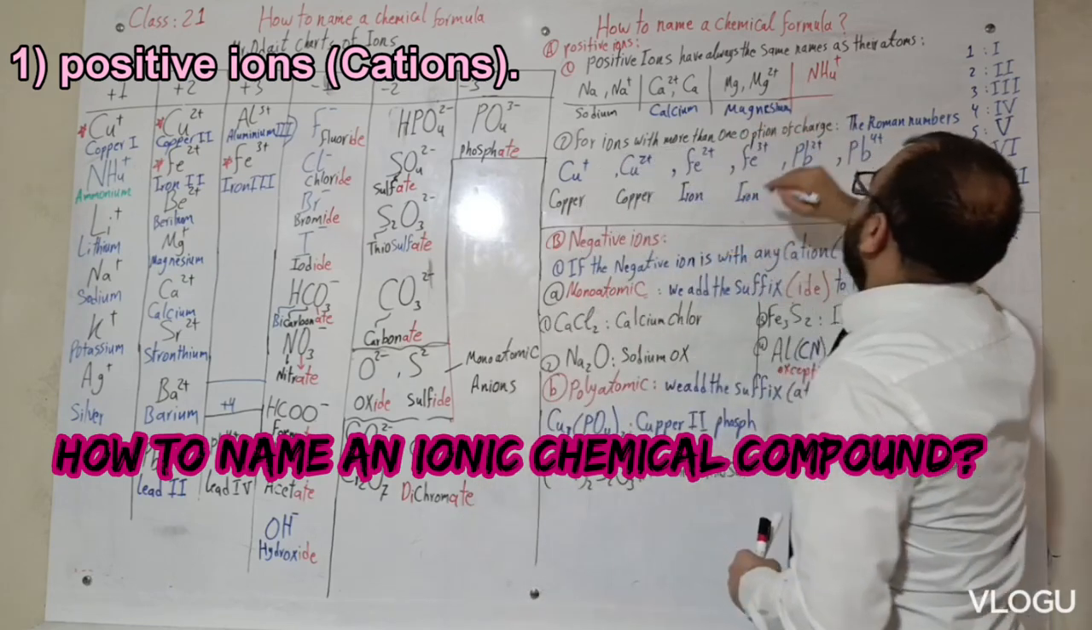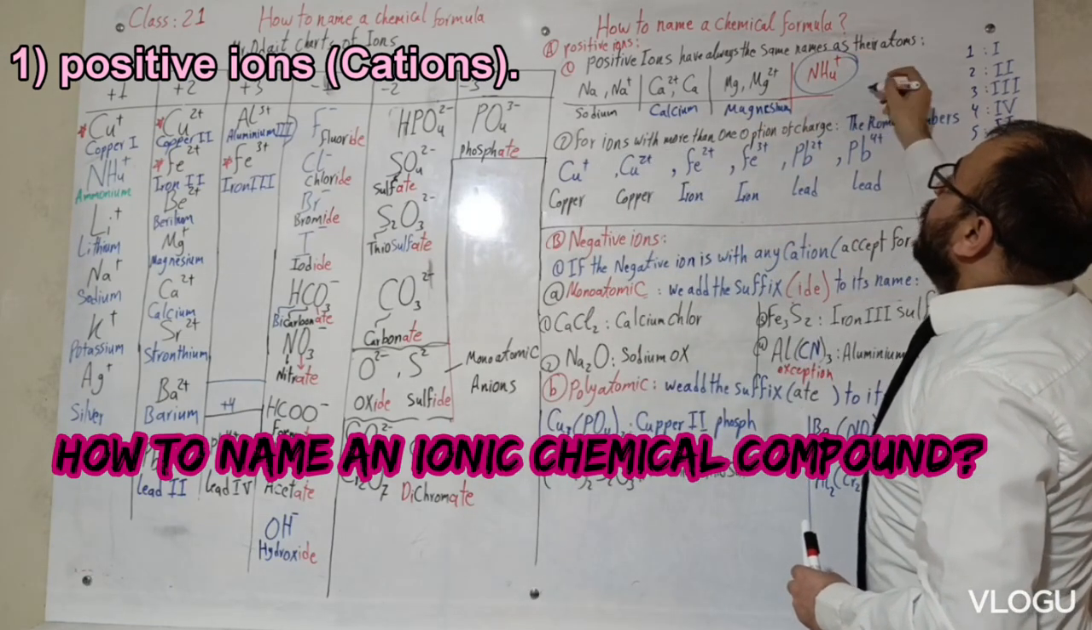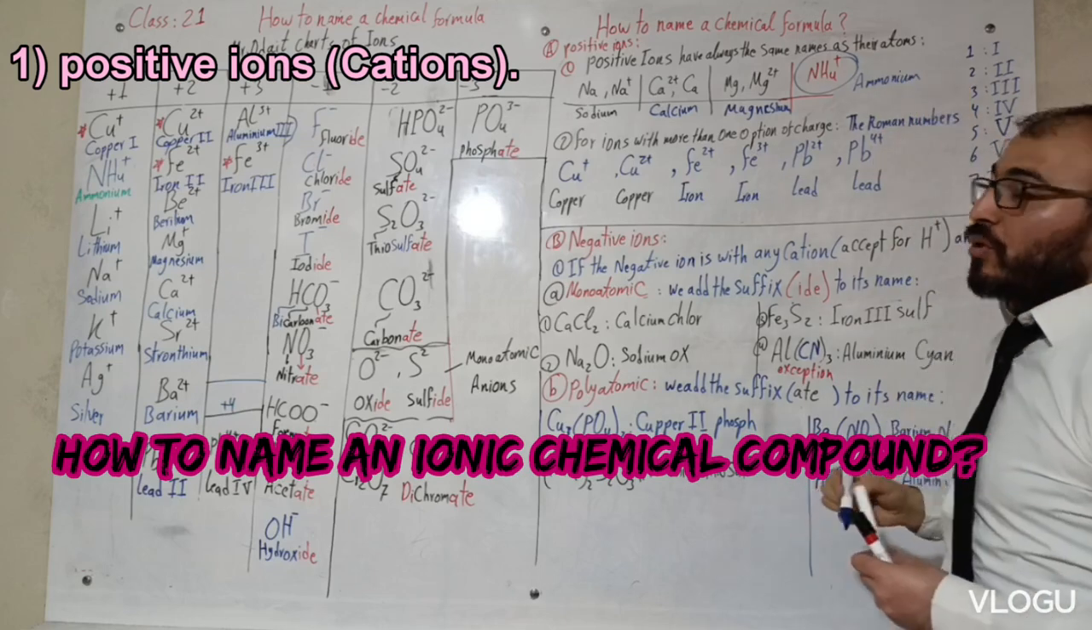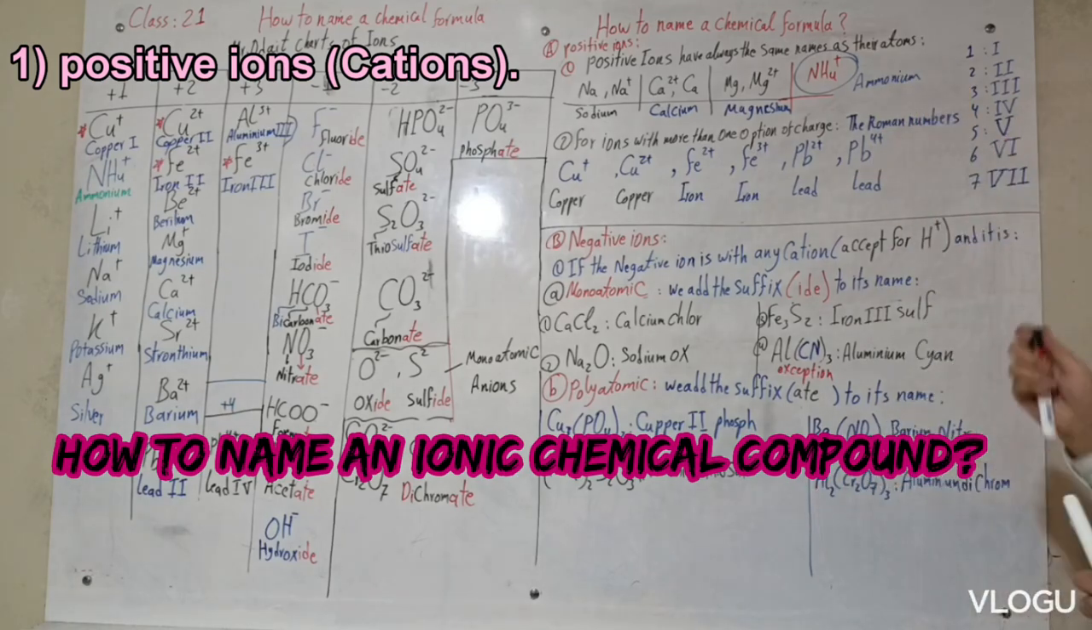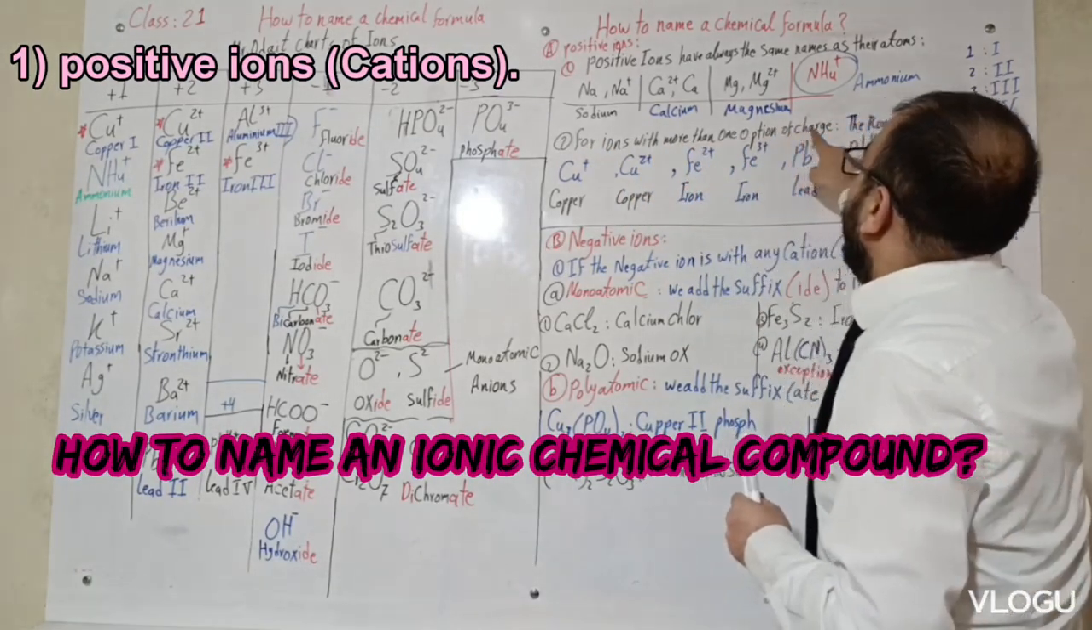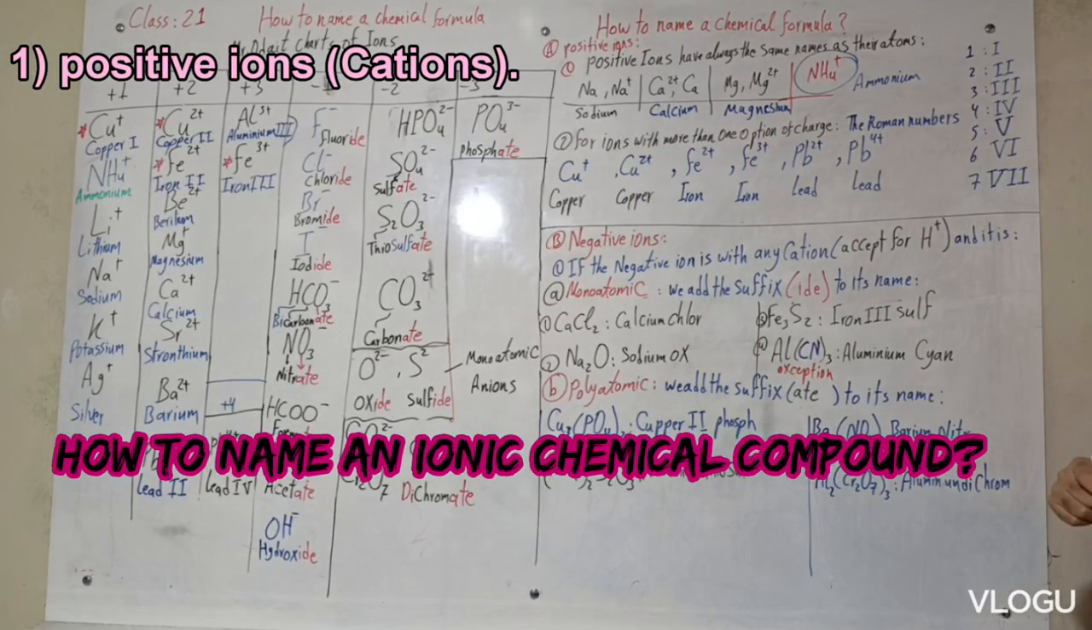In here, I have only one exception, which is ammonium. So please, my friends, try to memorize it. Now, my friends, we have ions with more than one option of charge.